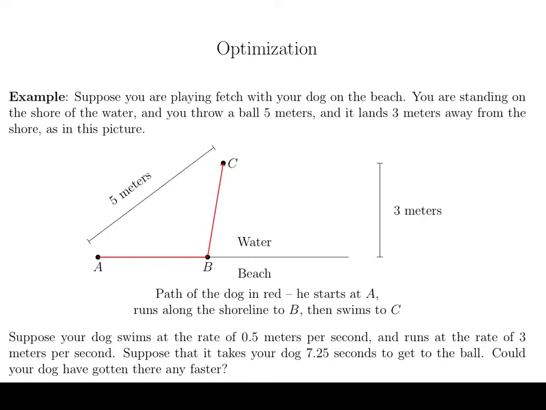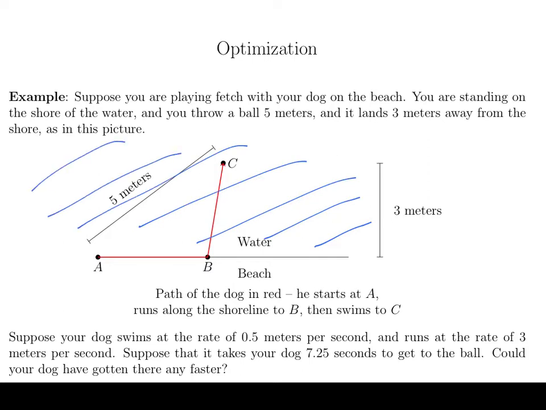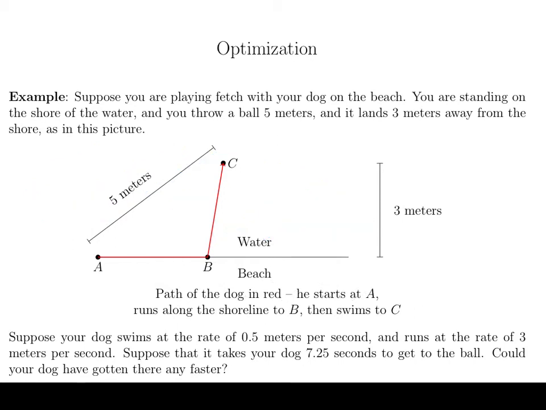All right, so it's a little bit of a crude picture. Maybe I should have water out here. This is the water, and then the beach is on this side here. So water above that horizontal line, beach to the left, underneath that. We're starting at point A, that's where we're standing, and we're throwing the ball 5 meters towards point C. So the ball lands at point C.